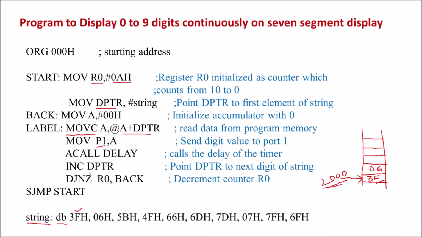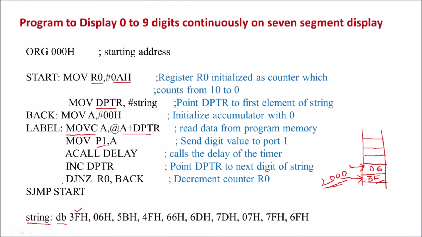Now after that we'll increment this DPTR, because we want to display a second digit and the code of the second digit is stored at the next memory location. So we'll increment this DPTR, and DPTR will point to the second memory location. As an example, in this case 2001 will be stored in DPTR. So we have incremented DPTR. Now we have displayed one digit, so we'll decrement the counter and check whether it is 0 or not. That means whether all 10 digits are displayed or not.